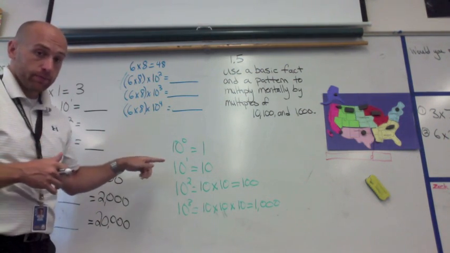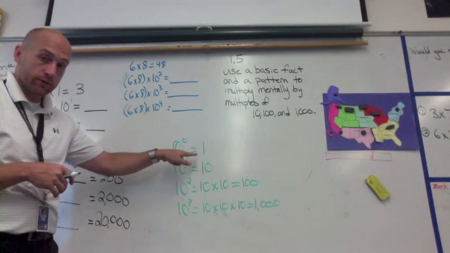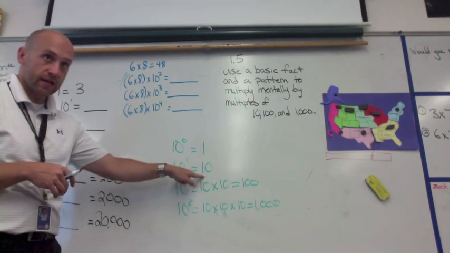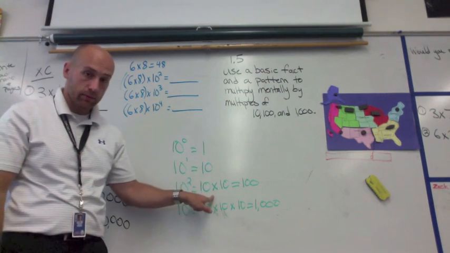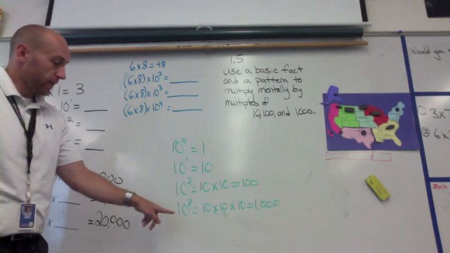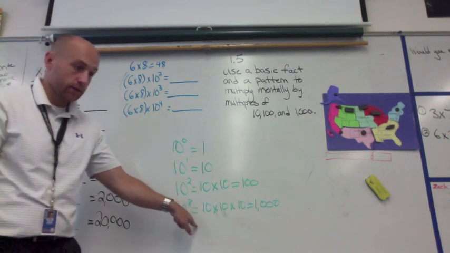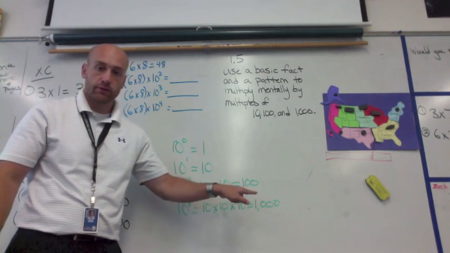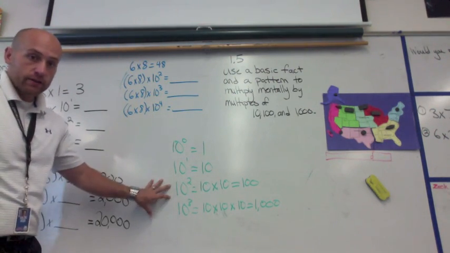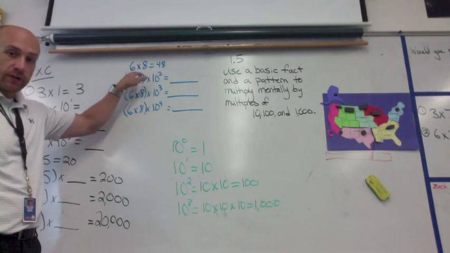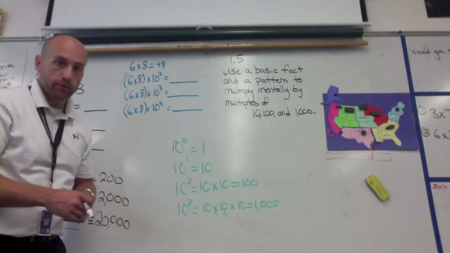So we know, just a reminder, 10 to the power of 0 is 1. 10 to the power of 1 is 10. We know that 10 to the power of 2 is 10 times 10, which equals 100. And we know that 10 to the power of 3 is 10 times 10 times 10, which equals 1000. So we're going to use that knowledge plus our basic multiplication knowledge to help us solve some problems.